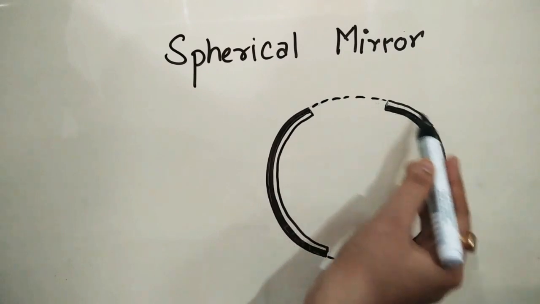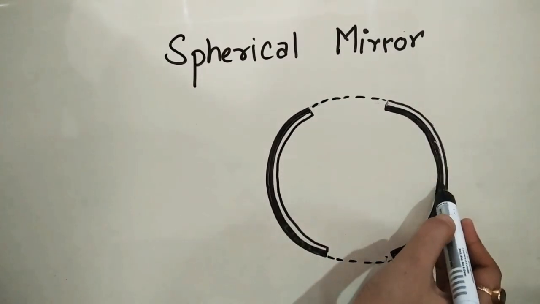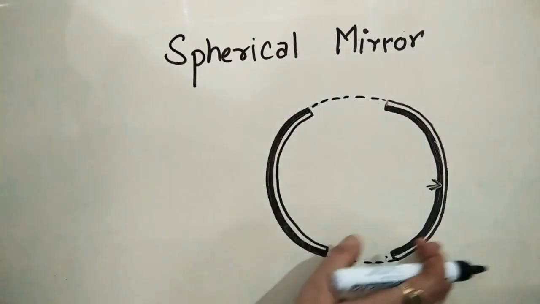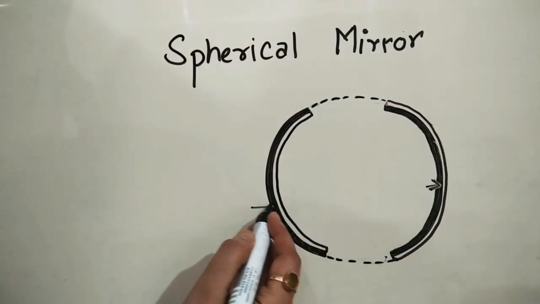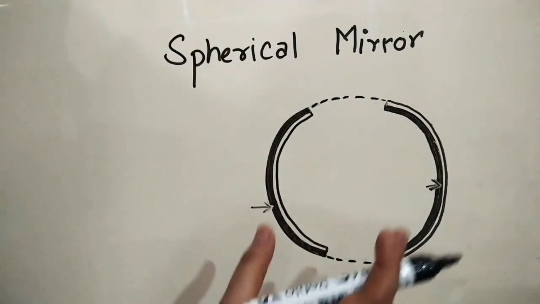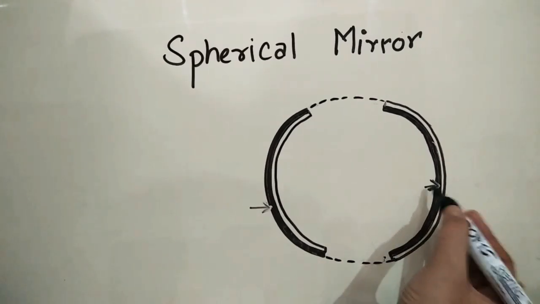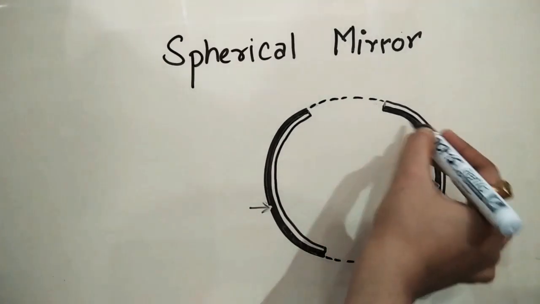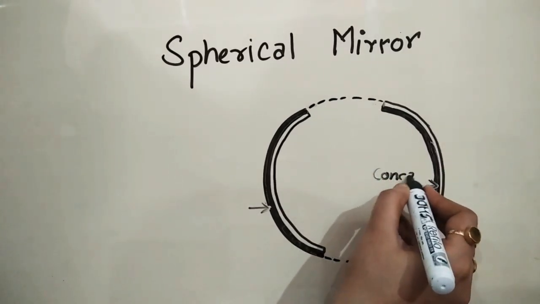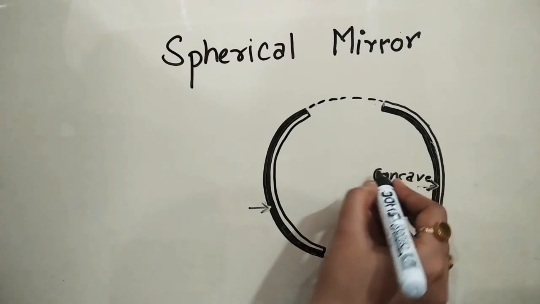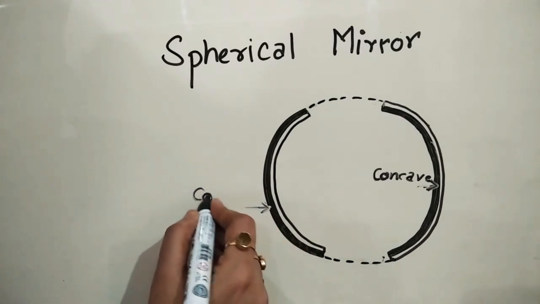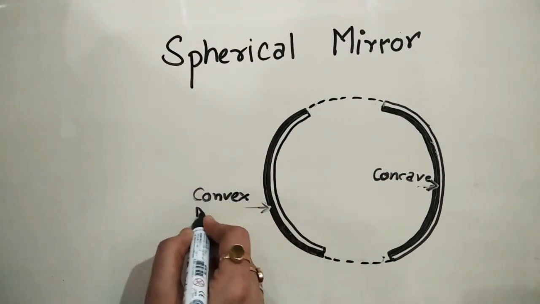For example, in this diagram, this is the reflecting surface, that is the inner side, and if we consider a sphere in which the outer surface is the reflecting surface, then there are two types of mirror, which I have shown you in this figure. When the inner side is the reflecting surface, it is known as a concave mirror, and when the outer side of the hollow sphere is the reflecting surface, it is known as a convex mirror.